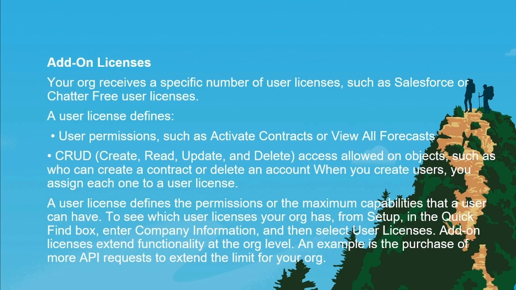Now we have add-on licenses. When your organization has user licenses, because everything is user-centric or customer-centric, Salesforce is based on CRM. So consider an organization which has a certain number of user licenses, or Salesforce or Chatter Free user licenses. The user license is much more active, or much more focused on the user aspect, that is on active contracts and all forecasts. Then you have the CRUD values. You can access all the values and create an account. A user license defines the maximum capabilities you can have. And this also you can check with the help of the setup from the quick find box.